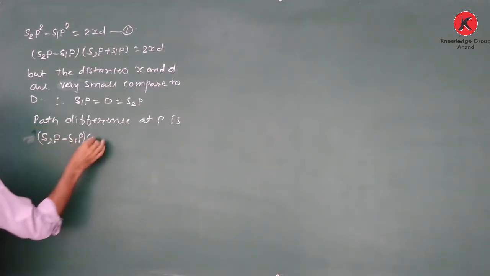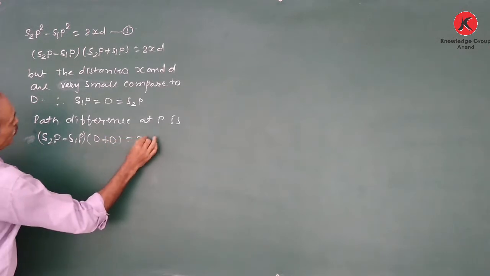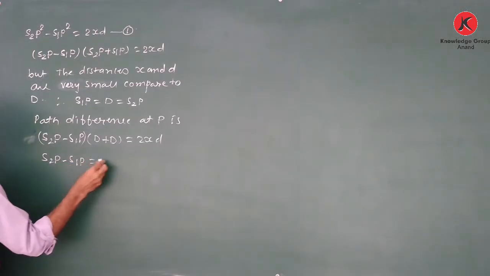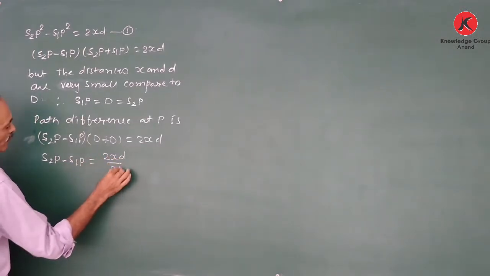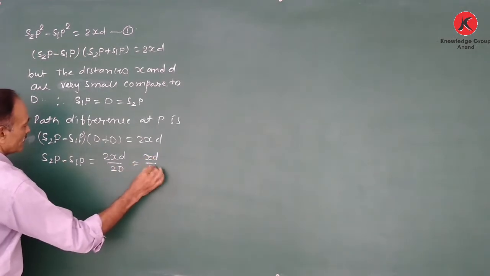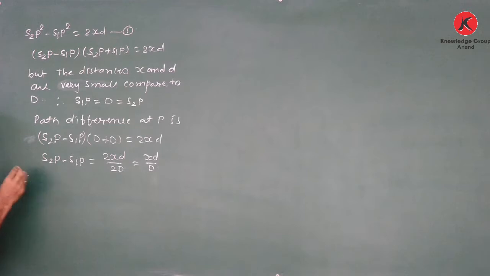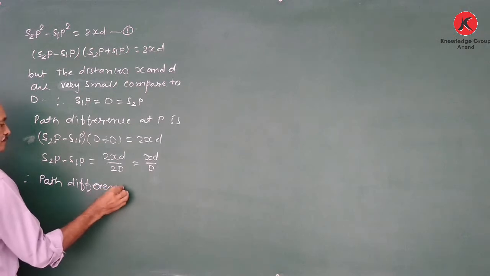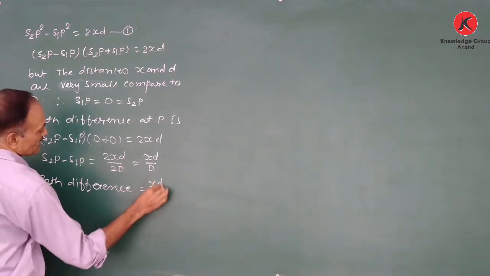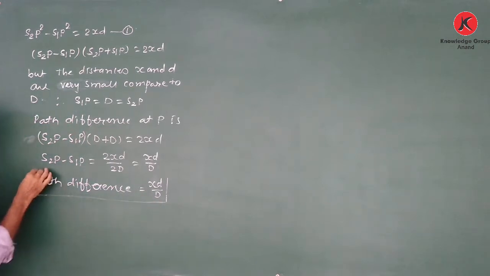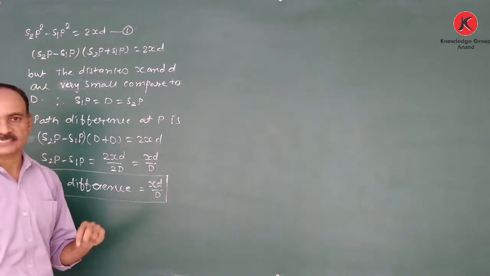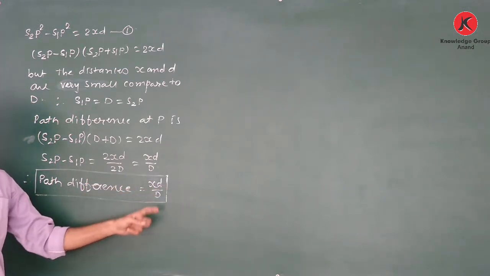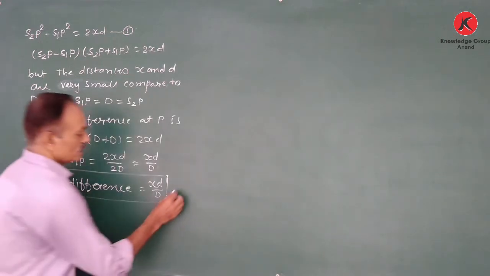Into second bracket, D plus D is equal to 2xd. Therefore, S2P minus S1P is equal to 2xd upon 2D. Thus the path difference is equal to xd upon D. That is our aim: to obtain the equation of the path difference at point P in Young's double slit experiment in terms of small x, small d and capital D. Okay.